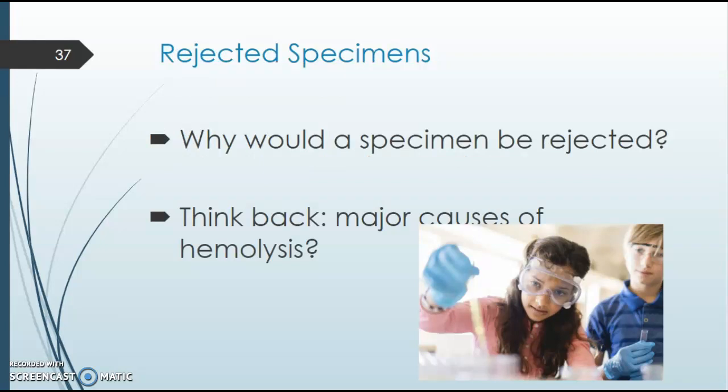Rejected specimens. Why would a specimen be rejected? Thinking back, hemolysis is the rupture of the cells, which can alter test results. A specimen can be rejected due to hemolysis, and this is where appropriate handling is very important, as is using the appropriate needle for the appropriate test, as well as inverting without shaking the tube, slightly inverting at a slow pace, and proper handling.